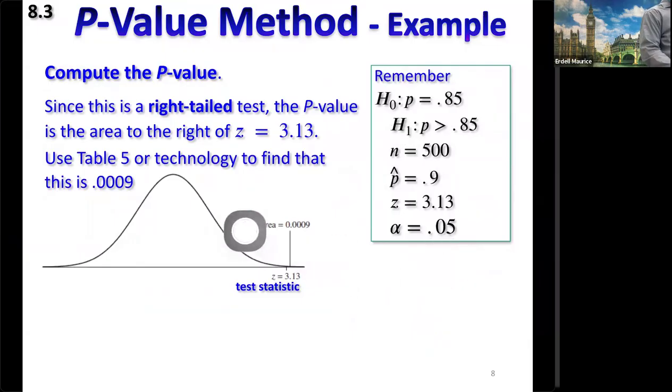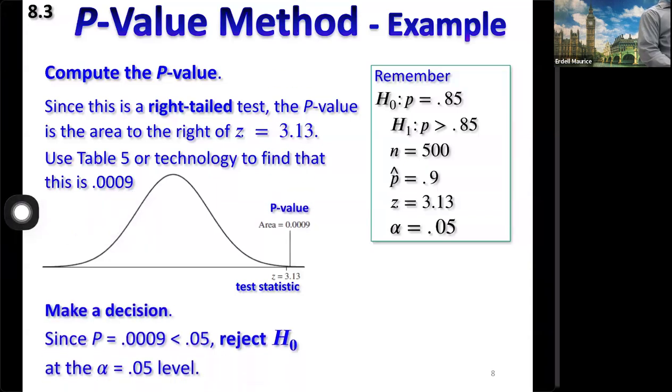If this number is smaller, you reject the null. Your p-value, make a decision. Since this number is smaller than 0.05, you reject the null. And once we've made a rejection of the null, we can make a conclusion. And that conclusion is we're going to choose the alternate hypothesis.